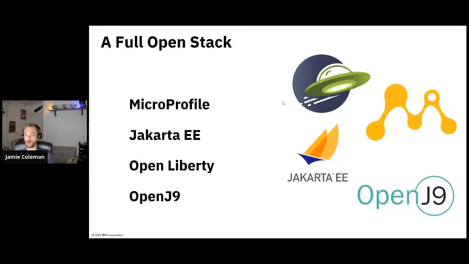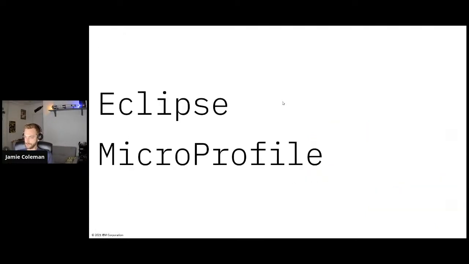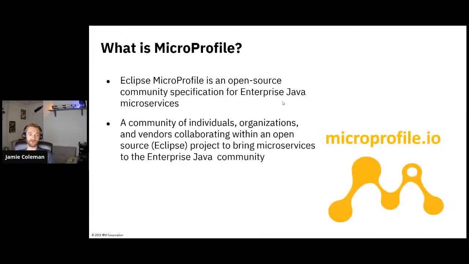I'm just going to give you a brief introduction to some of the technologies we're going to be using today. Again, we're going to be using the IBM Kubernetes service and the IBM container registry to store our images. And then we're going to be using open source technologies locally to build our application. So the stack we're using today is fully open source. We're going to be building our applications with MicroProfile and Jakarta EE APIs. The runtime we're going to use today is Open Liberty, and we're going to be building these on top of OpenJ9.